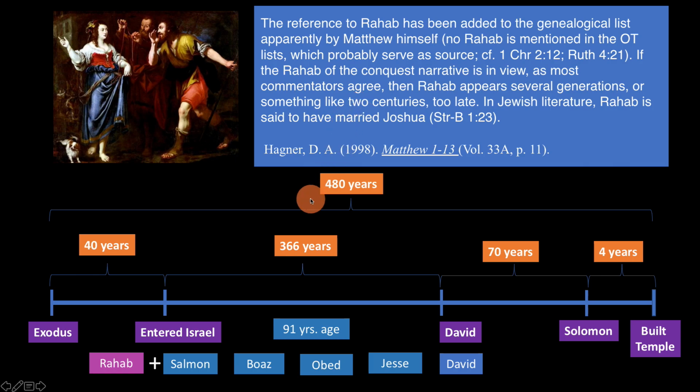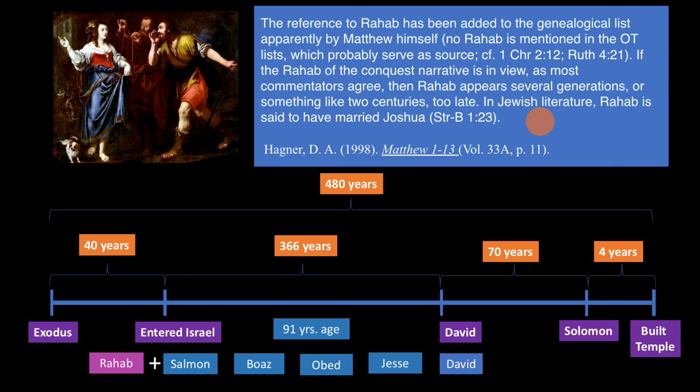Only in Matthew's genealogy are we told that Rahab married Salmon. Nowhere else in the Old Testament are we told this. And Matthew, by adding Rahab, presents us with an issue because Rahab appears several generations, or something like 2 centuries, too late. And that's why, according to rabbinical scholars, Rahab married Joshua rather than Salmon, because Joshua was there at the time.